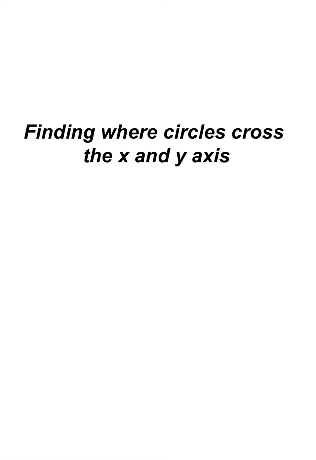In this video, we're going to be looking at where circles cross the x and y axis. The method to this is the exact same as when you have a line and you want to find out where that line crosses the x and y axis. The method, as you can see in the yellow box there, is to find where the graph cuts the x-axis, you substitute y equals 0 into your equation. To find where the graph cuts the y-axis, you substitute x equals 0 into your equation.